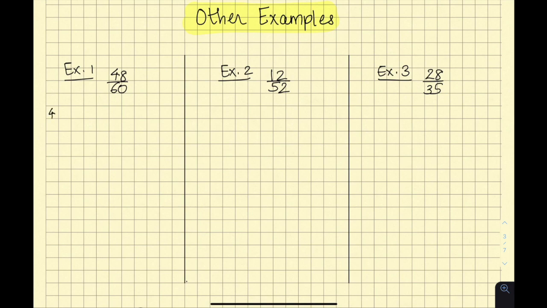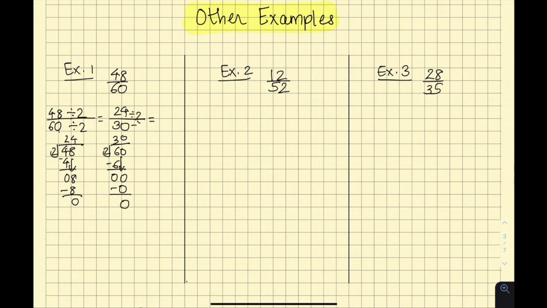First example is 48 over 60. If you see carefully, they both are even numbers, so they both can be divided by 2. We quickly divide 48 by 2. 2 twos are 4, 2 fours are 8. And when we divide 60 by 2, 2 threes are 6, and 2 zeros are 0. So 48 divided by 2 and 60 divided by 2, I get 24 and 30. Again you see 4 and 0, so they are even numbers.